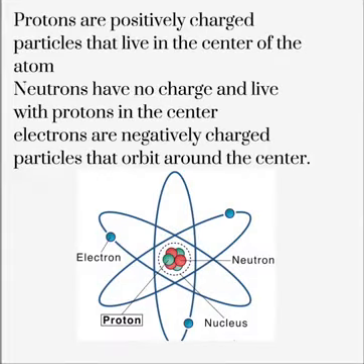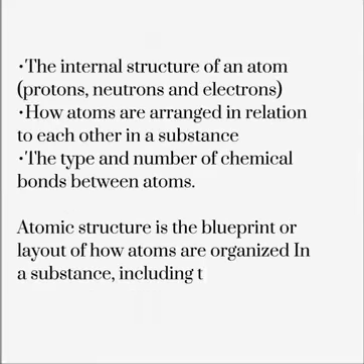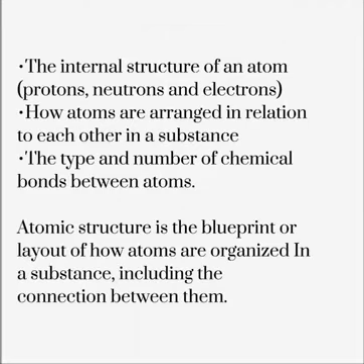In simple terms, protons are positively charged particles that live in the center of the atom. Neutrons have no charge and live with protons in the center. Electrons are negatively charged particles that orbit around the center. That's the basic idea of atomic structure. In other words, atomic structure describes the internal structure of an atom: protons, neutrons, electrons.